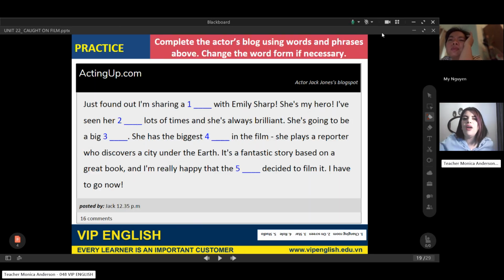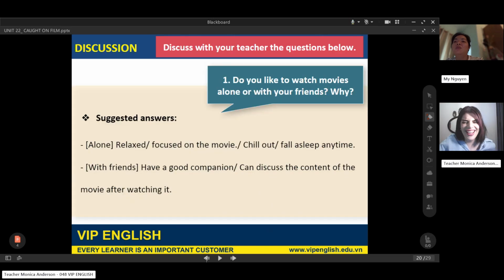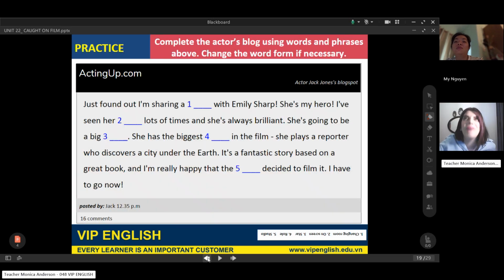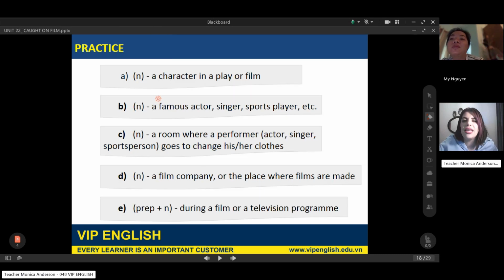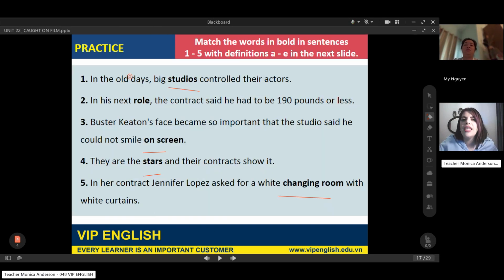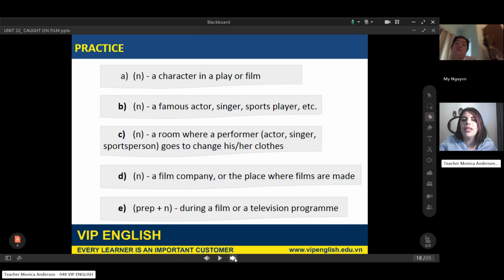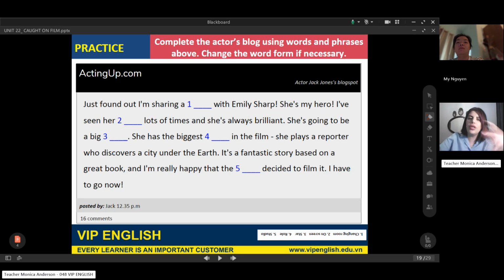Now let's complete the actors' blog using words and phrases above. Which word above? We have no word above. I can't see anything above. Okay, so maybe this actually means these words: studio, role, on screen, stars, and changing room. So let's complete, fill in the blanks using the words that we just learned.